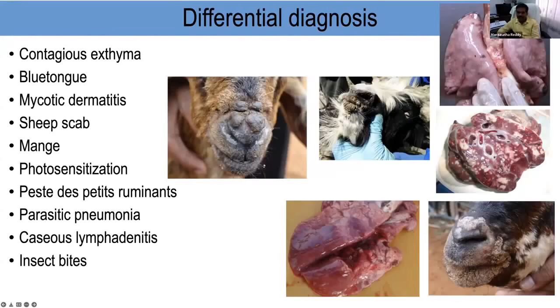This is larval migrans, that is parasitic pneumonia. You can differentiate it quite easily because there are no other kinds of inflammatory signs where you'll find congestions or congested lungs. You find caseous pneumonia, caseous lymphadenitis, and this is a cut surface. Again, this is from the PPR. This is again from insect bites. They do respond to the histamines immediately.